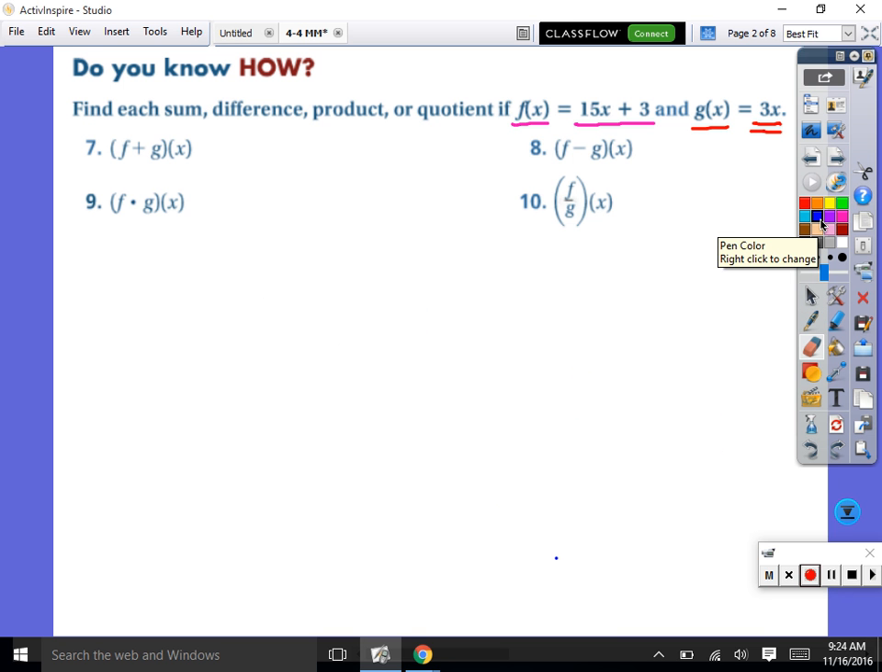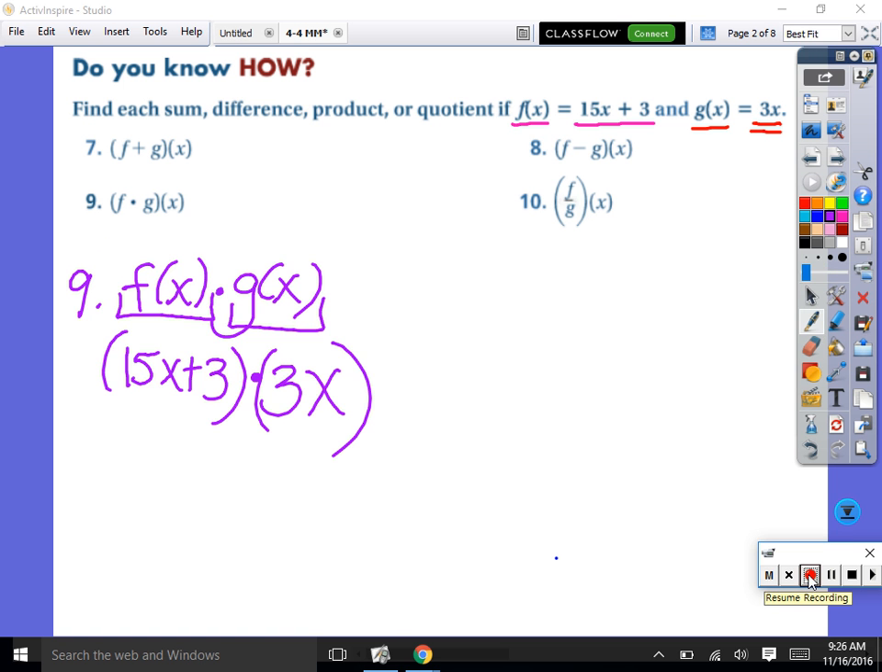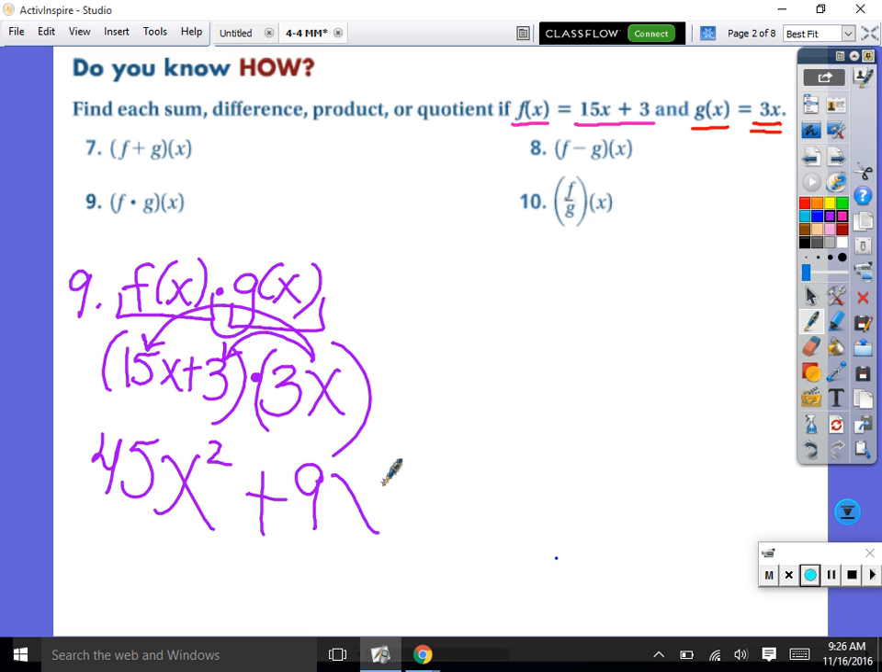So number 9, f of x times g of x. So 3x times 15x is 45, and then x times x is x squared. Very good. Right? 45x squared. And then positive 3x times positive 3 is positive 9x, correct? Now there's no like terms. You can't combine an apple and an orange, so you're done. So that's our answer in standard form.